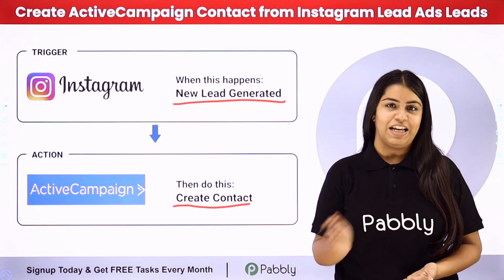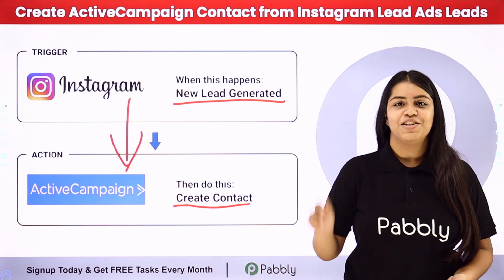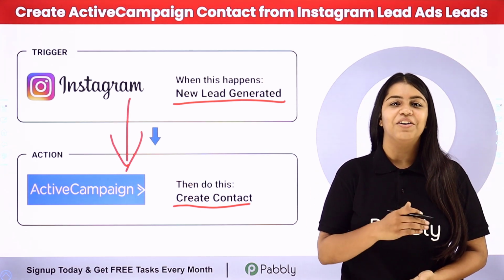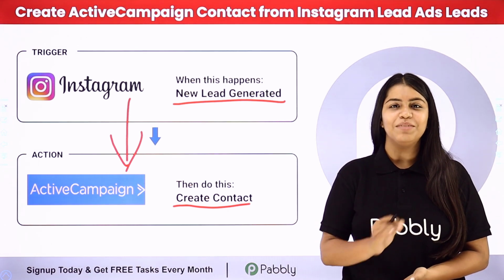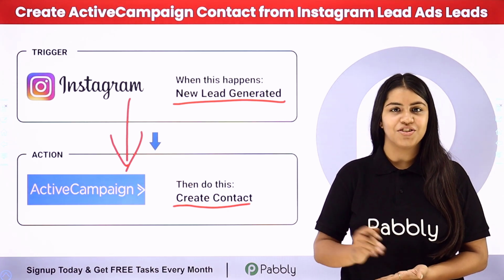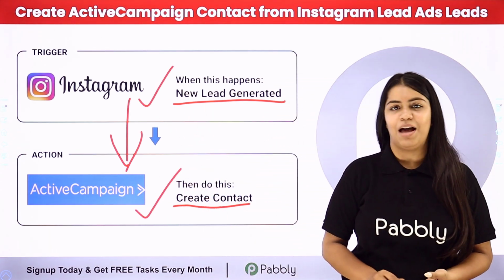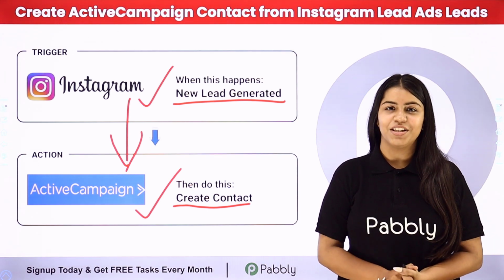For this, we are going to create a connection between Instagram lead ads and Active Campaign. To create this connection without knowing any programming or coding language, we are going to use Pabbly Connect. It is an amazing automation software. So in Pabbly, we have the concept of trigger and action. For trigger, we are going to use Instagram ads, and for action, we are using Active Campaign. So if you also wish to learn this process step by step, follow me through the screen.